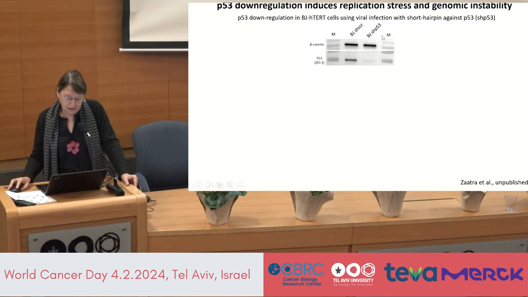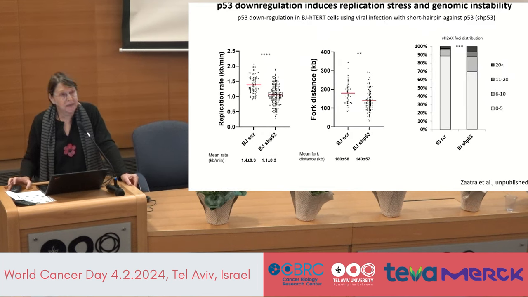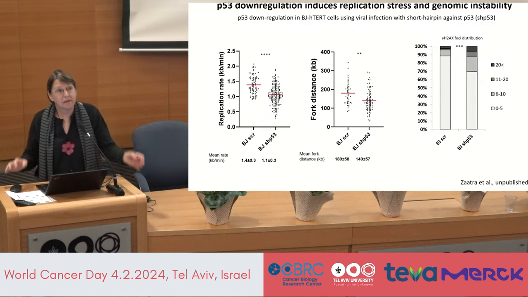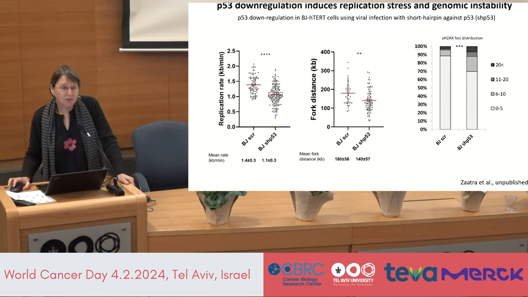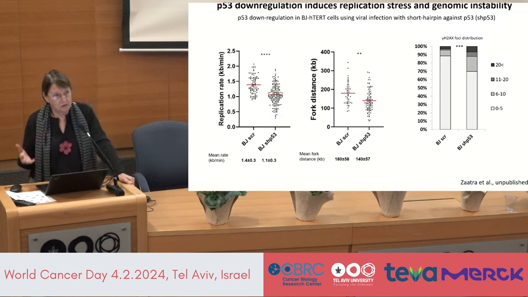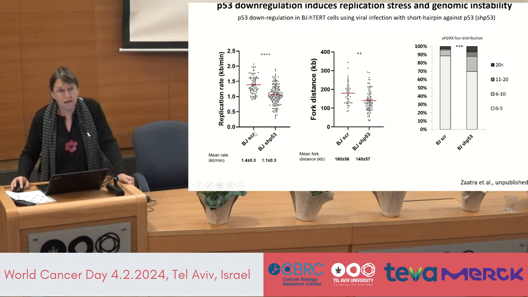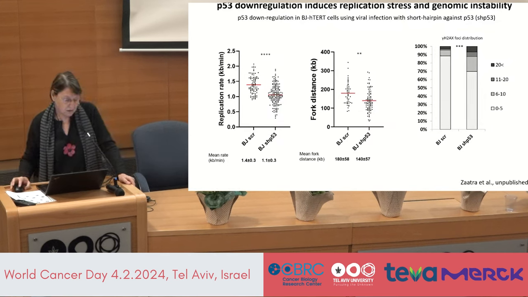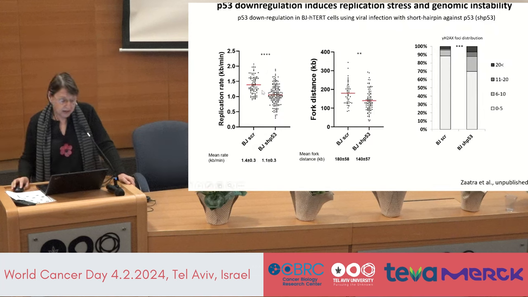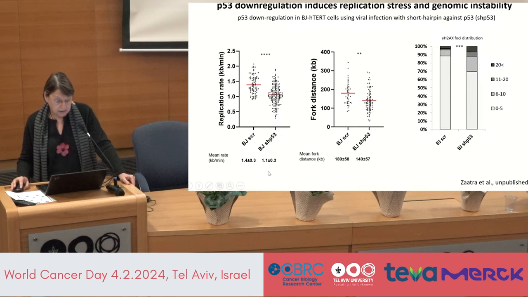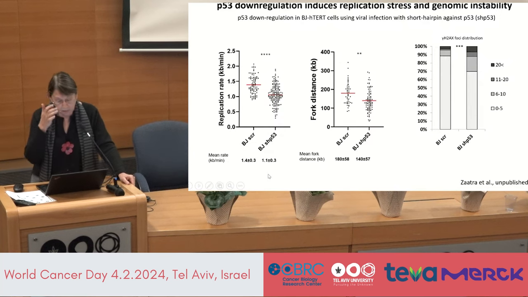And we can see here that using an shRNA against P53, there is a very significant down-regulation of P53, as expected. Then we used DNA combing, the stretching of these DNA fibers, and measured the replication rate following knockdown of P53. So as we can see here, these are the cells that are expressing an empty vector or a scrambled one, so no downregulation of P53. We can see that the rate is 1.4 kb per minute, which is a normal rate.